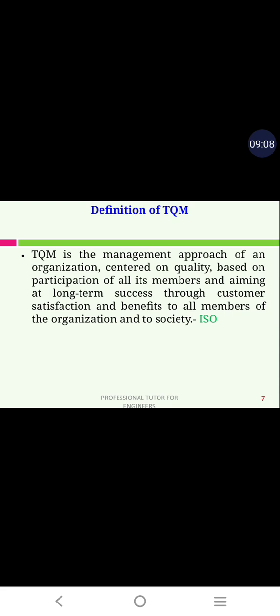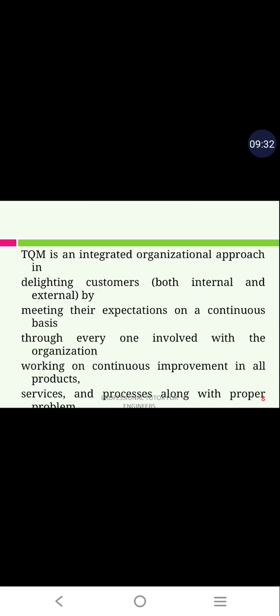So they say that the focus should be on quality, all the employees should participate in improving the quality, and the customer should be satisfied. As well, the organization and the society should benefit from these products. That's what they mean to say. So this is the definition given by ISO. And next we will discuss another definition.